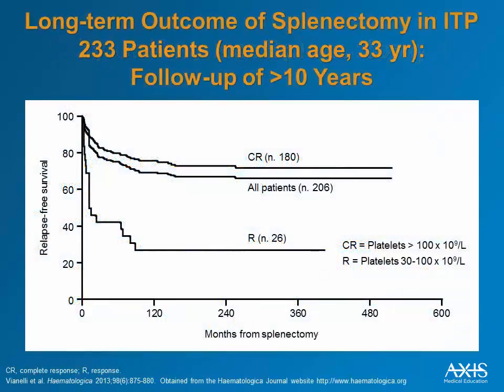This slide shows the best long-term outcome data of splenectomy, and you can see in the lines on the top where it says CR, or complete response, that these patients are almost 80% in this particular study, and they're followed out for 4 decades, which is quite a lot.